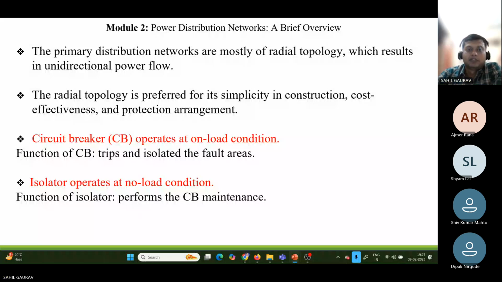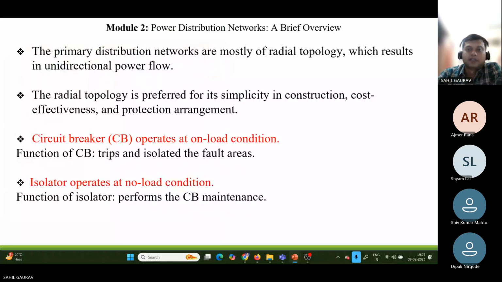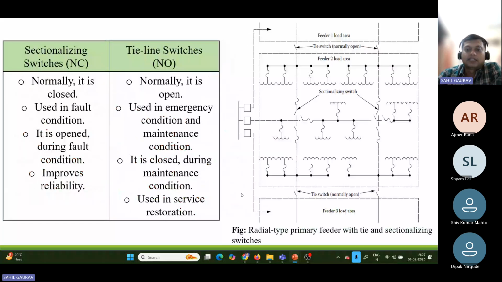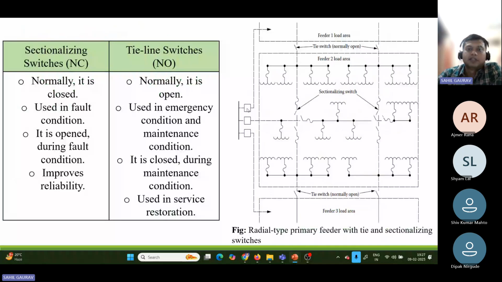Now another term that comes up is sectionalizing switches and tie line switches. Here on the right hand side we can see this figure, a radial type primary feeder with tie line and sectionalizing switches. This one is the distribution substation LV bus, and here we have the circuit breakers. So these are circuit breakers, and this is the LV bus.